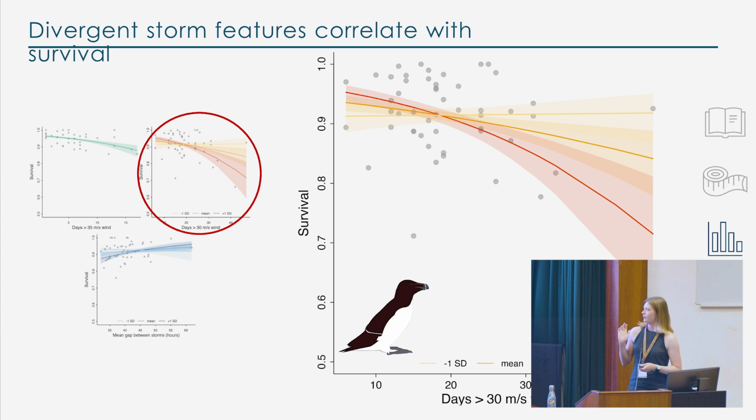We found a similar relationship in razorbills. So again, razorbill survival is negatively correlated with the days exceeding a 30 meters per second wind speed threshold. And that significant interaction with population size was there again. So again, when population size is higher than average, the impact of wind speed on razorbill survival is also greater, and you have lower values of survival, again shown by the darker red line.